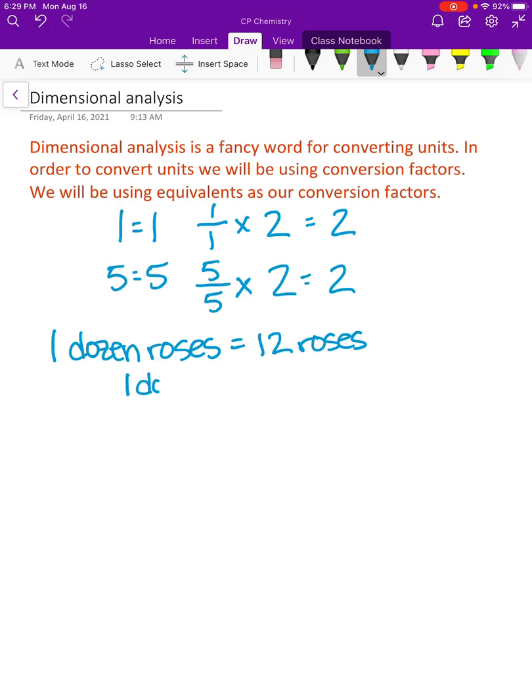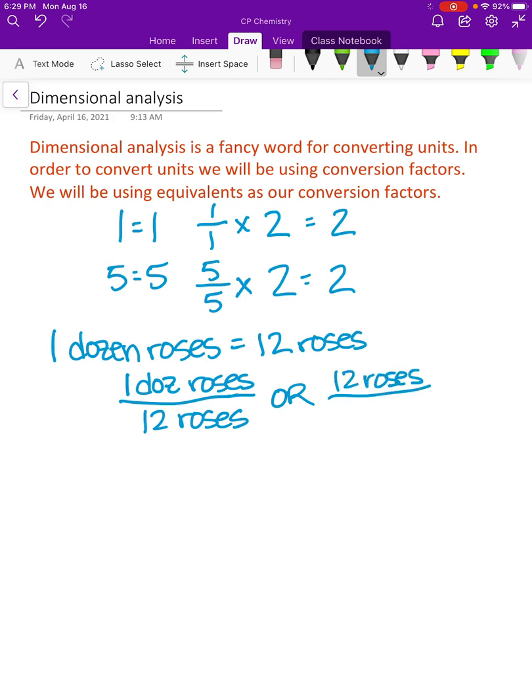We can say 1 dozen roses over 12 roses. Okay, but that's not the only way we could write this. We could put 12 roses over 1 dozen roses. Okay, so there's 2 ways to write that particular equivalent. Now, which one would you use? Well, it depends on what the question is and what you're trying to convert from and to.